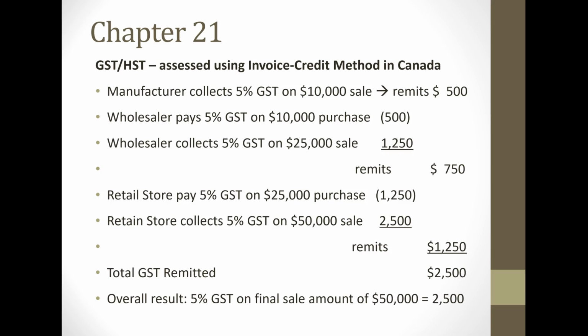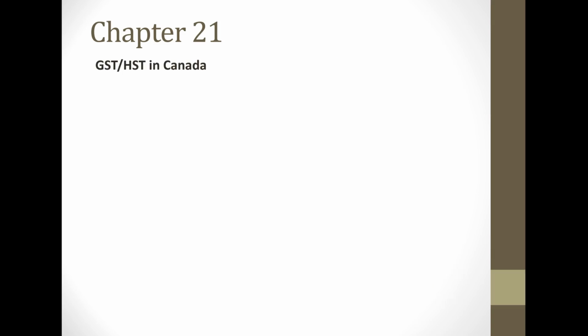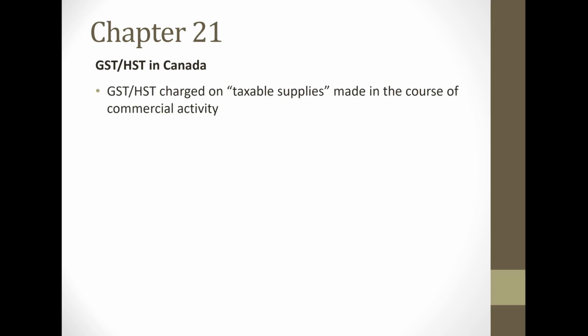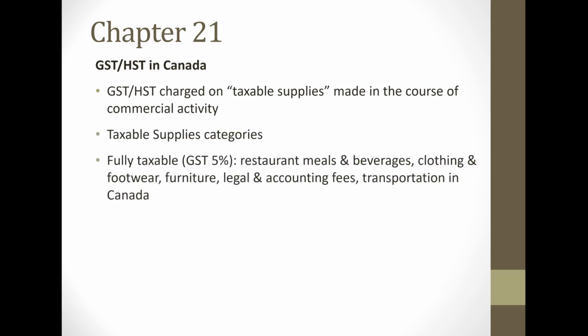Now, because the GST/HST is assessed at every stage of the transaction, the government's going to get their tax revenue sooner rather than waiting for the final sale to the customer. Moving on to the next slide, let's talk about how GST and HST is charged on what we call taxable supplies. Now, taxable supplies, there are sort of two categories. There are those that are fully taxable, if we're looking at a province with just GST, at the full 5%.